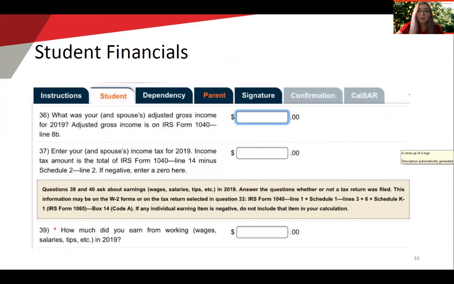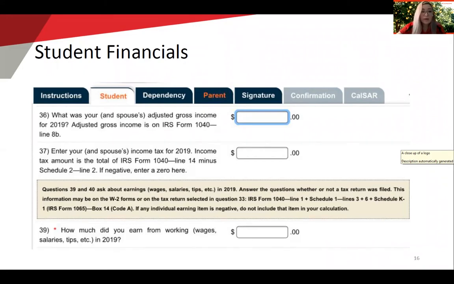So even though you might have filed separately in 2019, you're just going to add up the amounts. And this is going to be the same for every question on there that's asking for you and your spouse's income, and like I said, only if you're married. If you're not married, then you don't have to worry about adding anybody else's income. This would solely be the student's information.